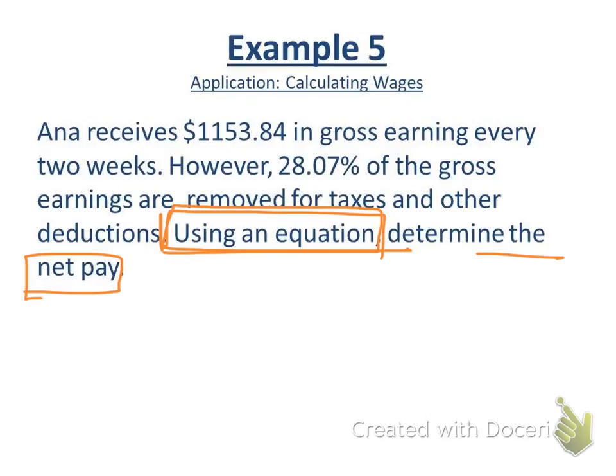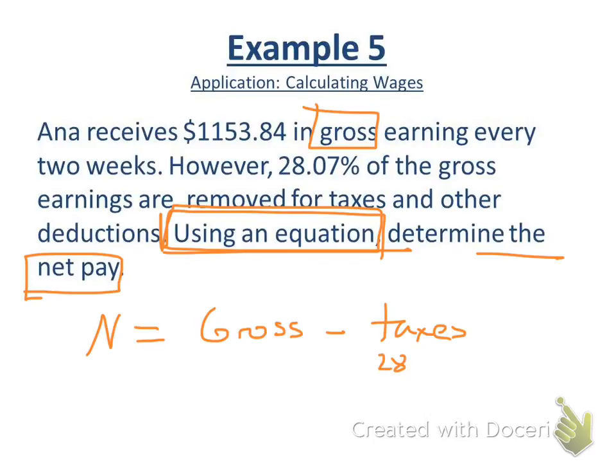Okay. So what would the equation look like for net pay? Let's just talk about it as a concept. Let's use N for net pay. What is the net pay equal to in this? Not specific. Let's look at it generally. It's equal to the gross minus the taxes. Okay, now we could go a little bit further and say that the taxes are 28.07% of the gross. Right?